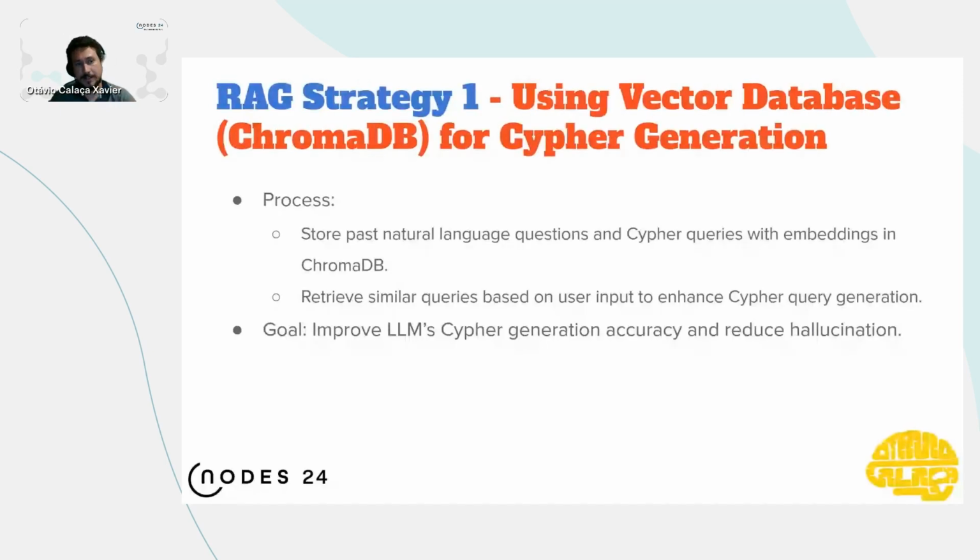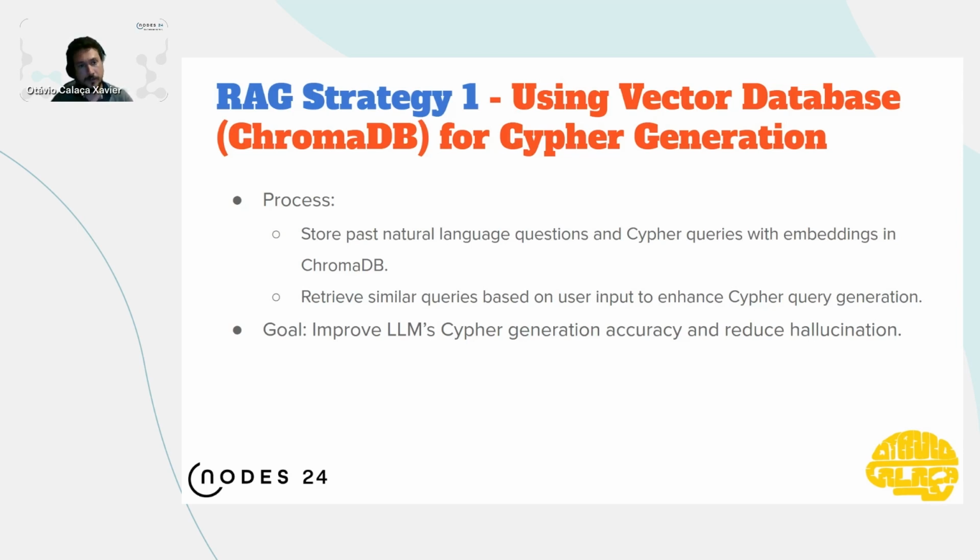So the first strategy to do RAG in this type of graph is to use a vector database to vectorize or to have some embeddings of questions to generate the Cypher query. So in this case, the idea is instead of trying to answer using the LLM, it will be used only to generate the Cypher query that will be run in the database to answer the natural language question.